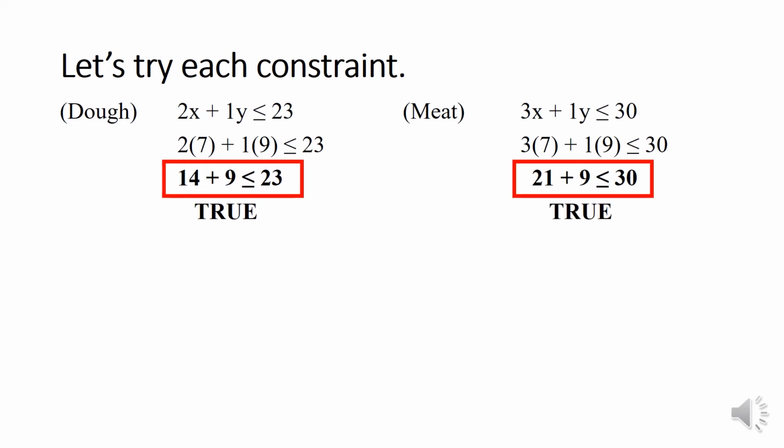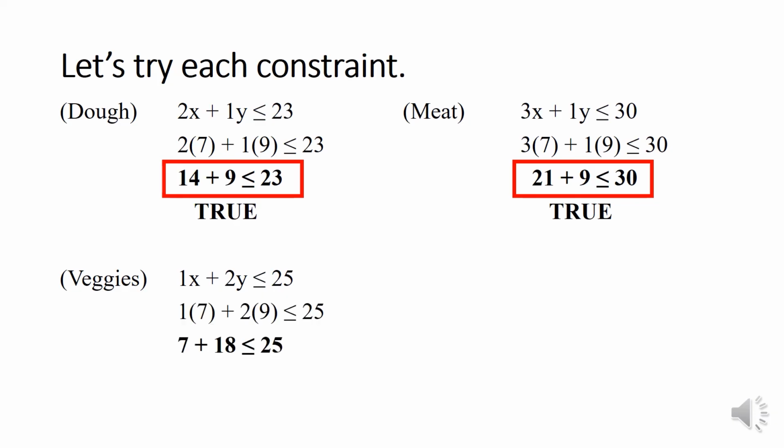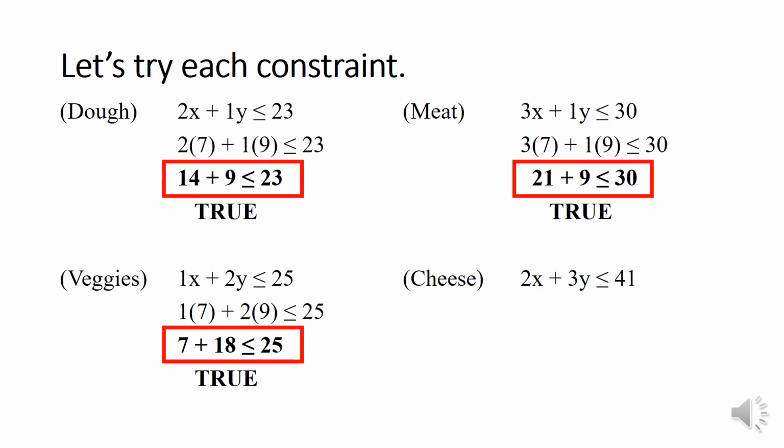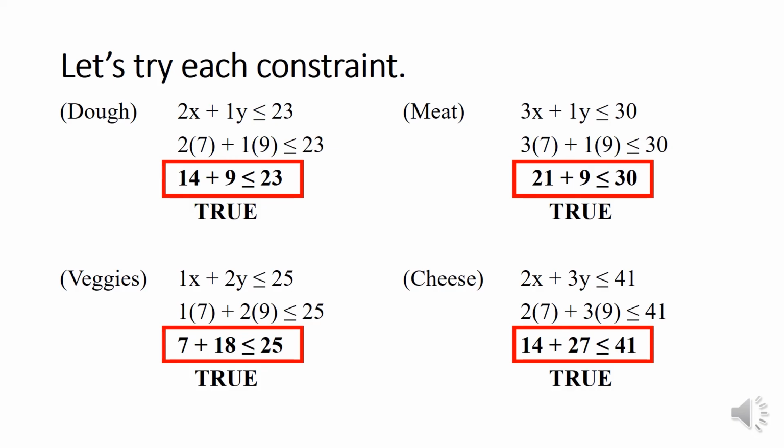For the veggies, we have 1x plus 2y is equal to or lesser than 35. We have 1 times 7 and 2 times 9, which is 7 plus 18. Again, this is true. For the cheese, we have 2x plus 3y is equal to or lesser than 41. So we have 2 times 7 and 3 times 9, so 14 plus 27 is equal to or lesser than 41. Again, this is true. Therefore, for the four constraints, the 7 and the 9 are correct.